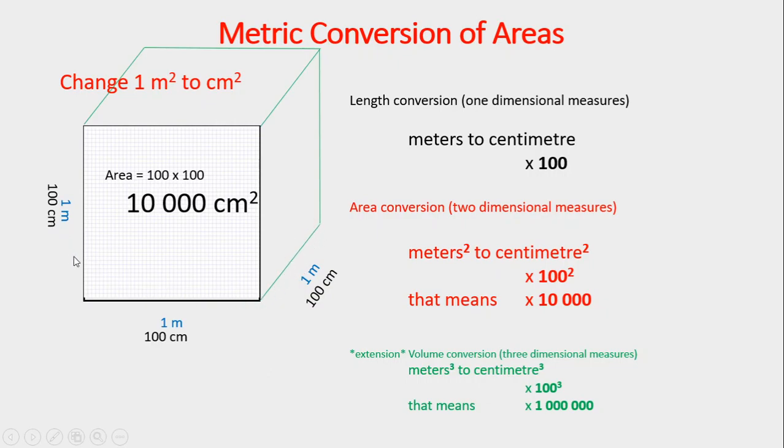So 100 times 100 times 100 is going to give me a volume of 1,000,000 centimeters cubed. That's 2 zeros for 100, 2 zeros for another 100, and 2 zeros for the third 100. So that's 6 zeros altogether, 1,000,000. So to convert from meters to centimeters, we times by 100. To convert from meters squared to centimeters squared, we multiply by 100 squared, which is 10,000. And to go from meters cubed to centimeters cubed, we times by 100 cubed, which is 1,000,000.